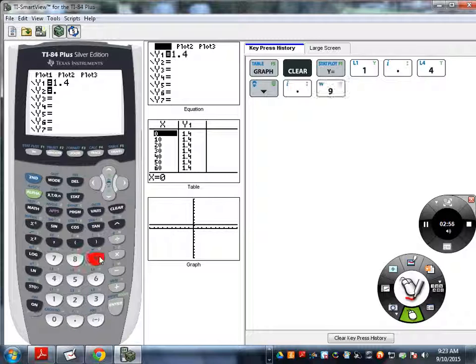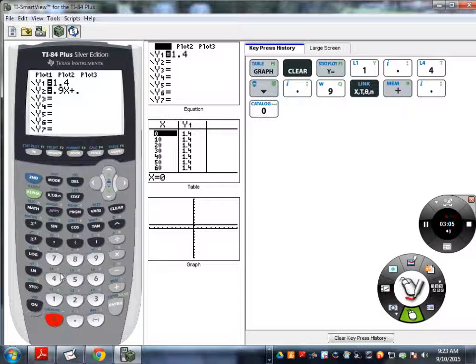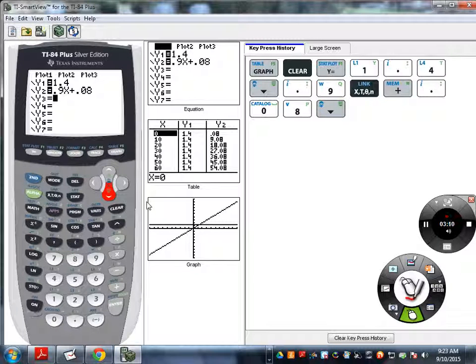So you want to put in 0.9x, and then plus 0.08. Down. And then we want to put our third equation in. Okay, don't forget the negative like I did when I was copying it.